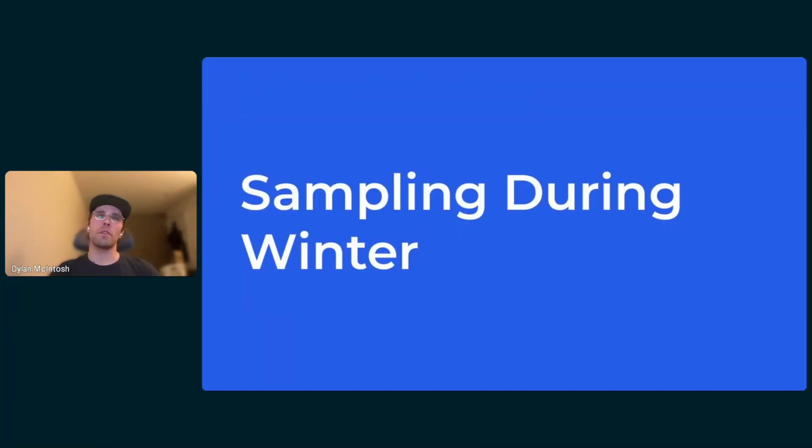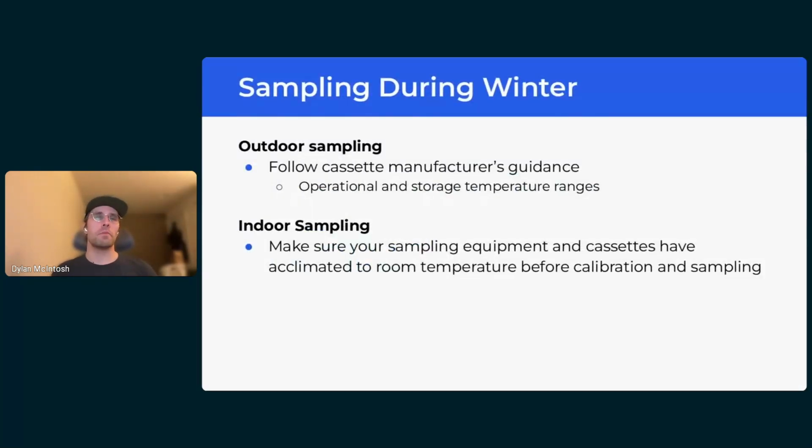So we'll talk briefly about sampling during winter. Spoiler alert, it's not a whole lot different than sampling any other time of the year. Outdoor sampling, we'll talk about it a bit in a second, but our recommendation is to always collect an outdoor air sample. But you want to follow the cassette manufacturer's guidance as far as operational and storage temperature. You don't want to necessarily be storing cassettes in your truck overnight when it's sub-zero outside, if that's outside of the storage temperature guidance from the cassette manufacturers.